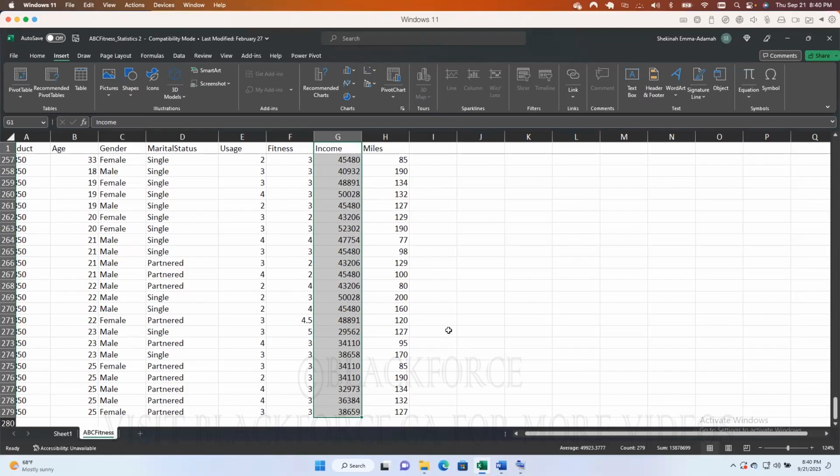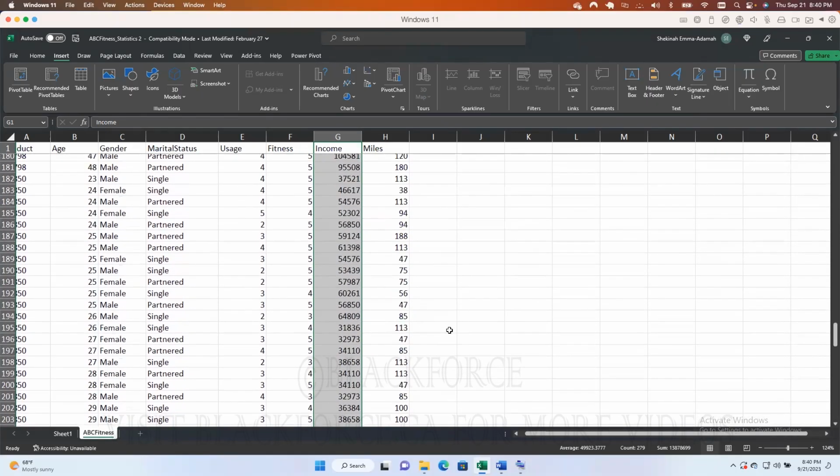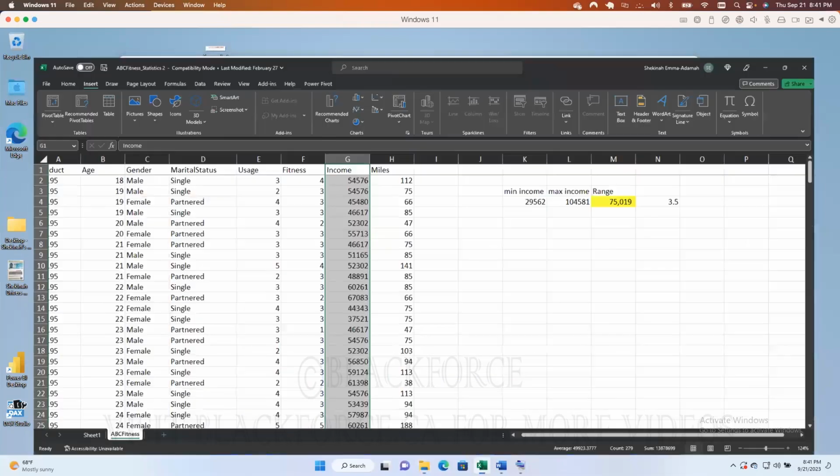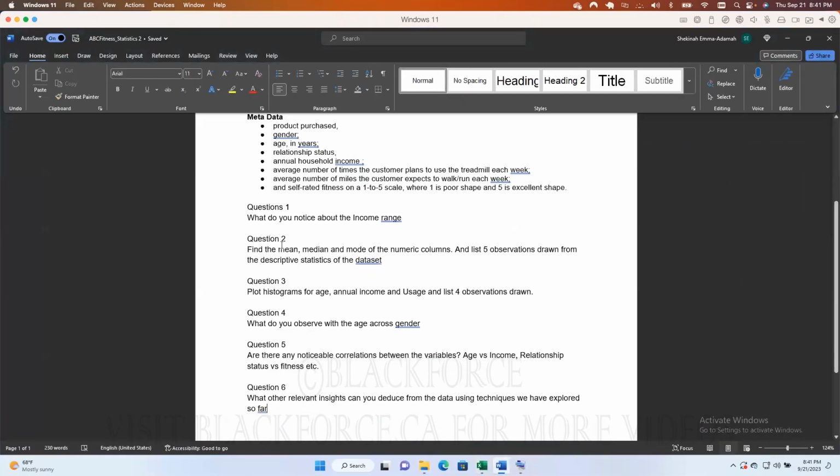So let's answer the next question first. I'll show us a few things, trying to recreate the distributions we've been working with so far. The next one is: find the mean, median, and mode of the numeric columns, and list 5 observations drawn from the descriptive statistics of the data set.